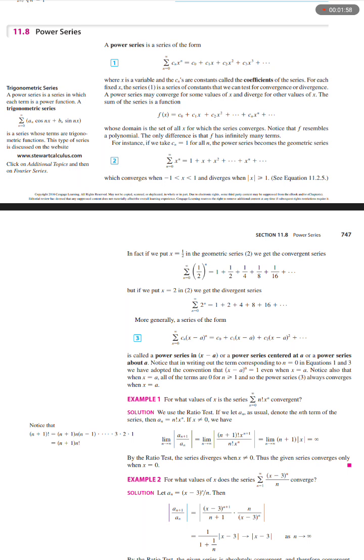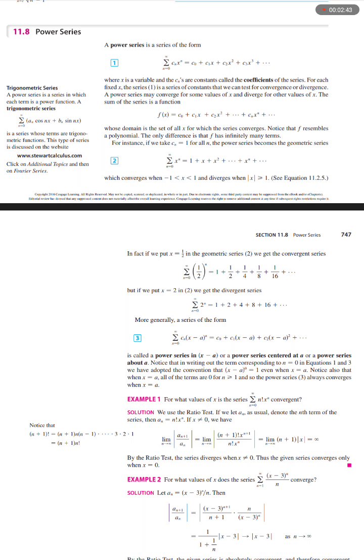Returning to the text. For instance, if we take c_n equals 1 for all n, the power series becomes the geometric series, equation 2, the sum from n equals 0 to infinity of x^n equals 1 plus x plus x squared plus ellipsis plus x to the power n, which converges when x is greater than -1 but less than 1, and diverges when the absolute value of x is greater than or equal to 1. See equation 11.2.5.